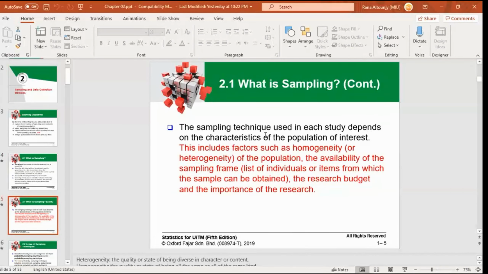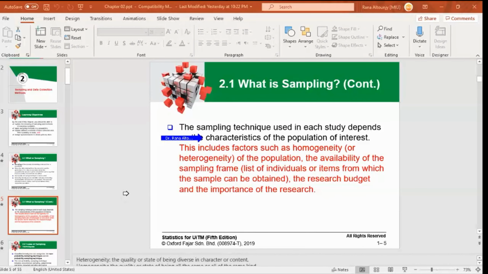Then the sampling technique used in each study depends on the characteristics of the population of interest. So here, also, we cannot say there is one sampling technique that is successful for all types of studies, or one sampling technique we can use for all types of population. No, it doesn't work like this. We decide to use a type of sampling technique depending on the characteristics of the population.